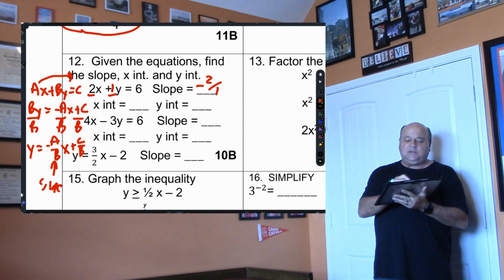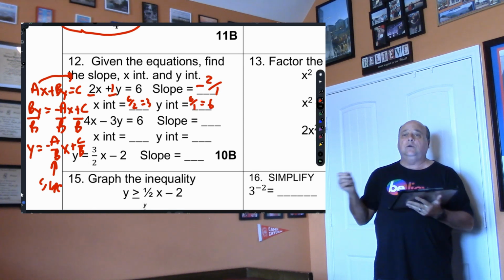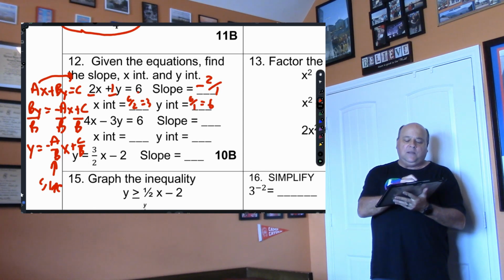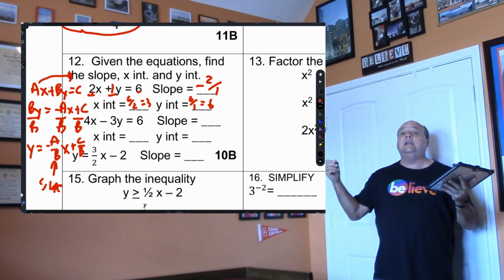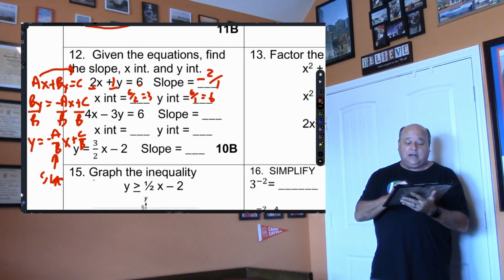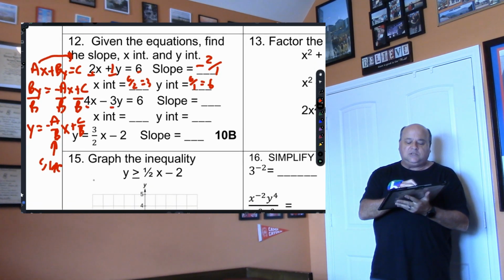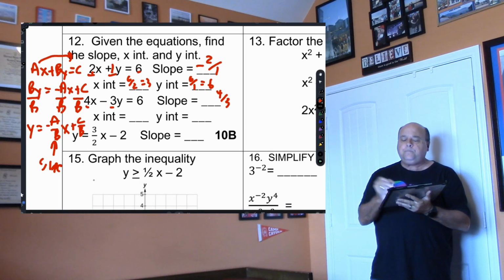The x-intercept is going to be the 6 divided by 2, which is 3. The y-intercept is going to be the 6 divided by 1, which is 6, okay? So this number and this number give you the x-intercept. This number and this number give you the y-intercept. The more you know that, the better you're going to get. Let's do the next one. Our slope is going to be 4 over 3.